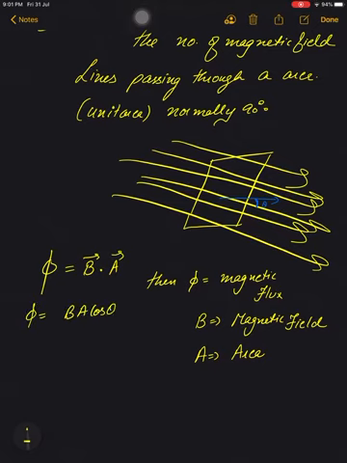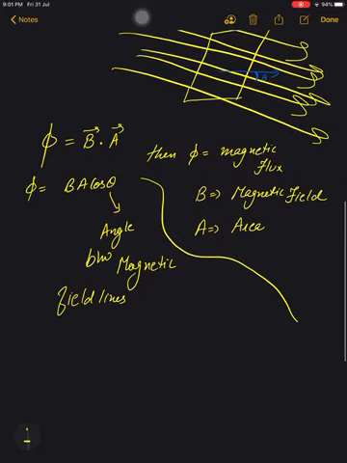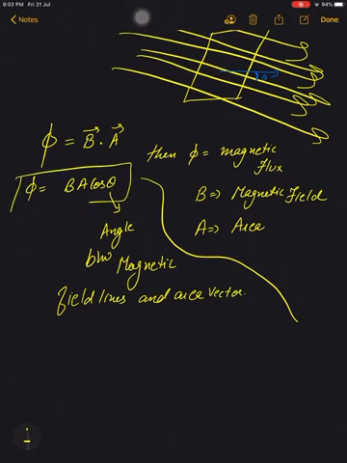And now phi can also be written as BA cos theta, where theta is the angle between the magnetic field lines and the area vector. Okay, so here this is called as flux.